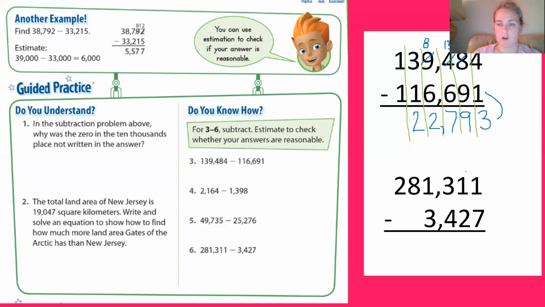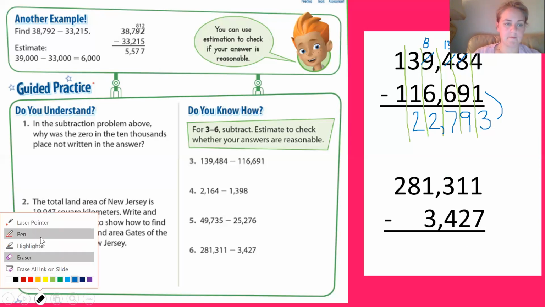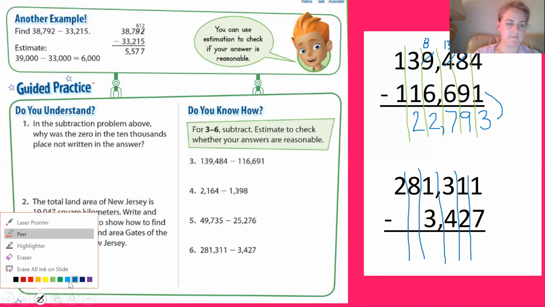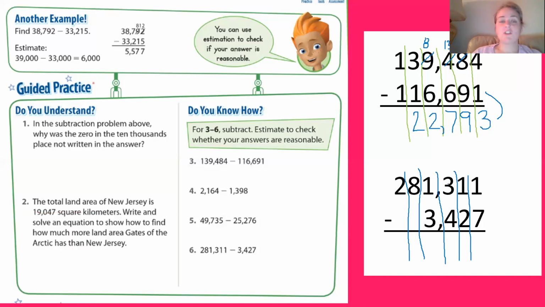So I'm going to go ahead and draw my lines. Oh, wait a minute. That's like in the middle of the number. Okay, let's use a different color this time. How about purple? Okay, so I'm going to go ahead and start subtracting now.